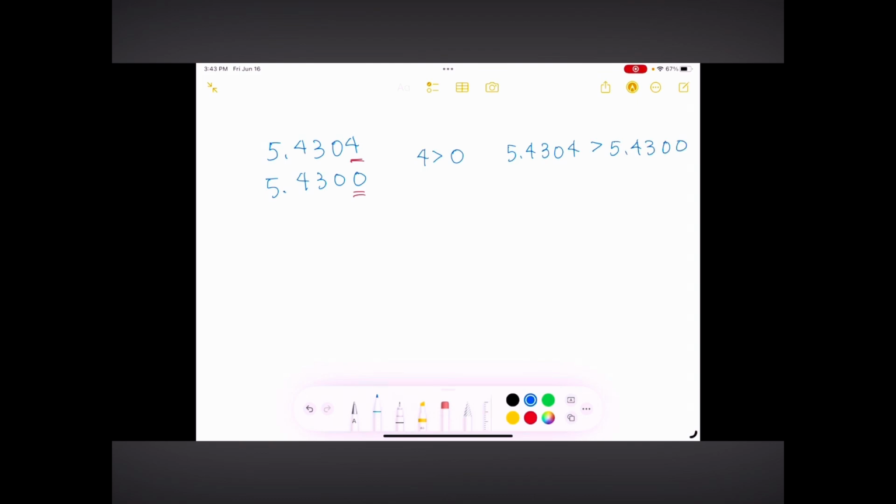Conversely, negative 5.4304 is less than negative 5.4300. And once again, if we plot this out on a number line, we can see how these decimals are related to each other. And therefore, negative 5.4304 is less than negative 5.4300.